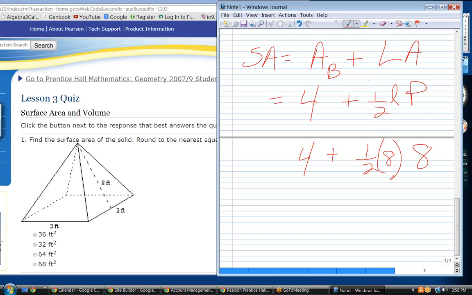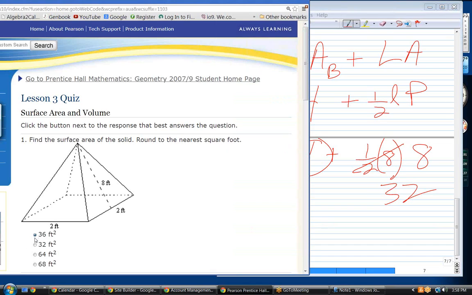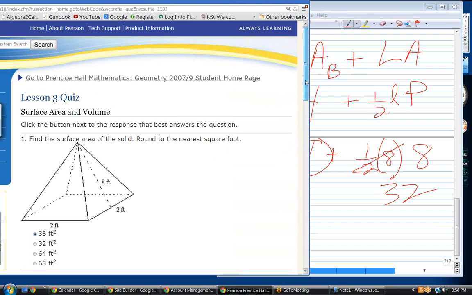Well, all I did was plug in everything. We got the area of the base, 2 times 2. We got 1/2 the slant height, which is 8, times the perimeter, which is 2 plus 2 plus 2 plus 2, which is 4. So this becomes 32 plus 4, 36. I didn't add in the area of the base. That was my problem.